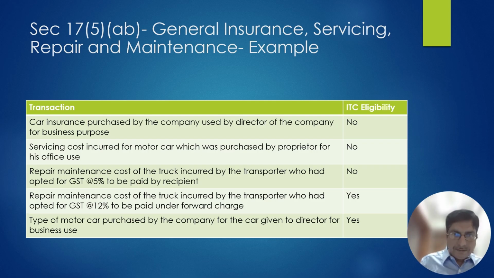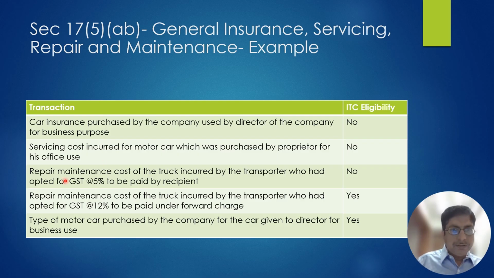Then the car is used by the proprietor for his office use, for furtherance of business. The credit on purchase of that car is not available. Therefore, the credit of general insurance, service, repair, maintenance is also not available, because that car is not used for transportation of goods or further taxable supply of transportation of passengers. Therefore, the credit is not available on that car. The credit of the expenses incurred on general insurance, service, repair, maintenance, and GST charged on that, is not available.